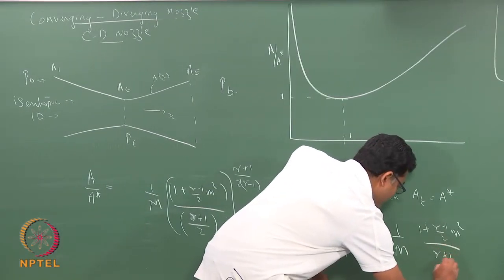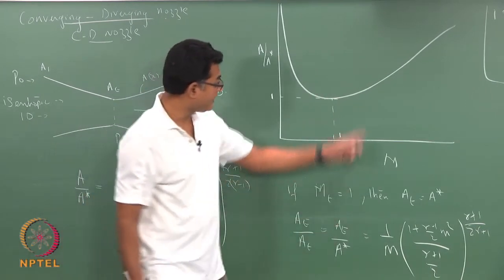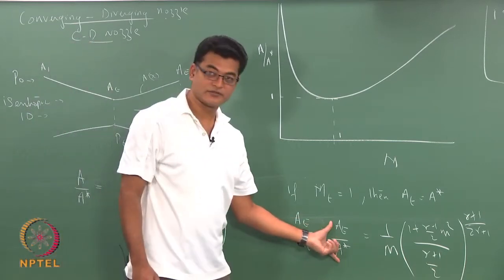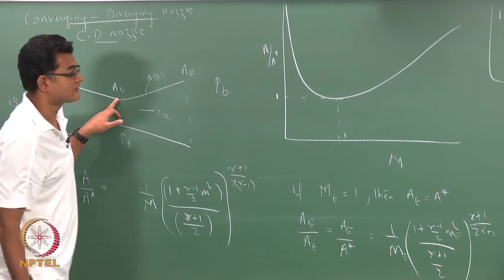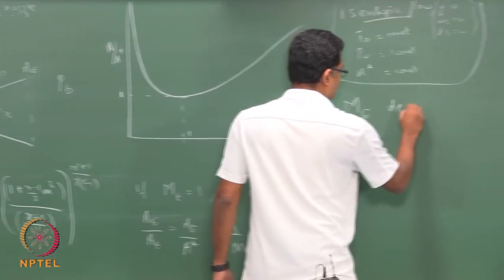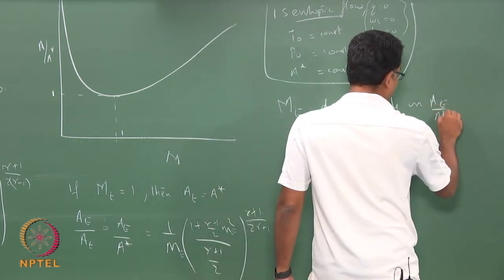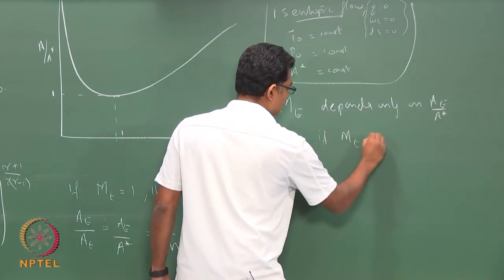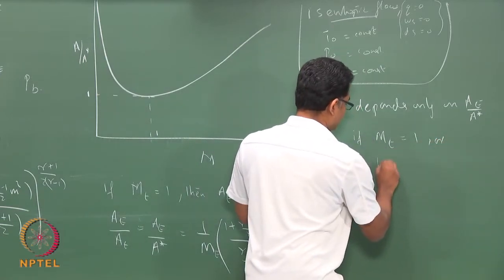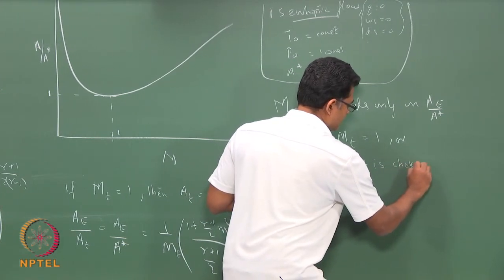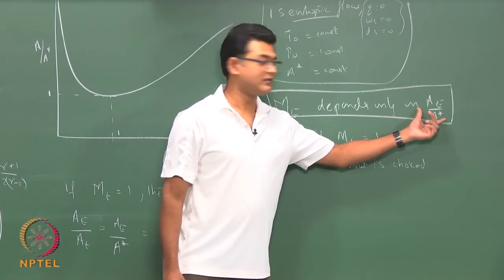Or to put it the other way around, the Mach number at the exit is going to depend only on this ratio, AE by A throat, or A star, if your Mach number at the throat is 1, or if the throat is choked. So, if the throat is choked, I can make this statement: M exit depends only on my area ratio, which is A exit by A star.